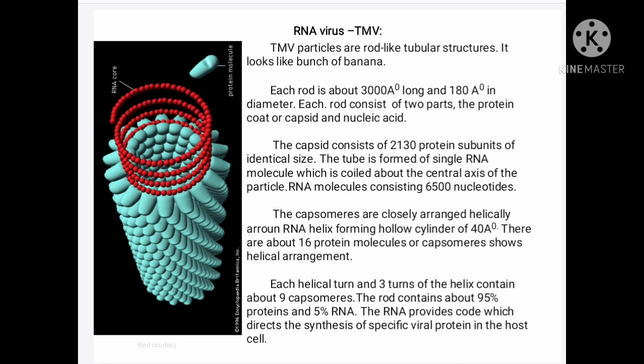There are about 16 protein molecules or capsomers showing a helical arrangement. Each helical turn, and 3 turns of the helix, contains about 9 capsomers. The rod contains about 95% protein and 5% RNA. The RNA provides a code which directs the synthesis of specific viral protein in the host cell.